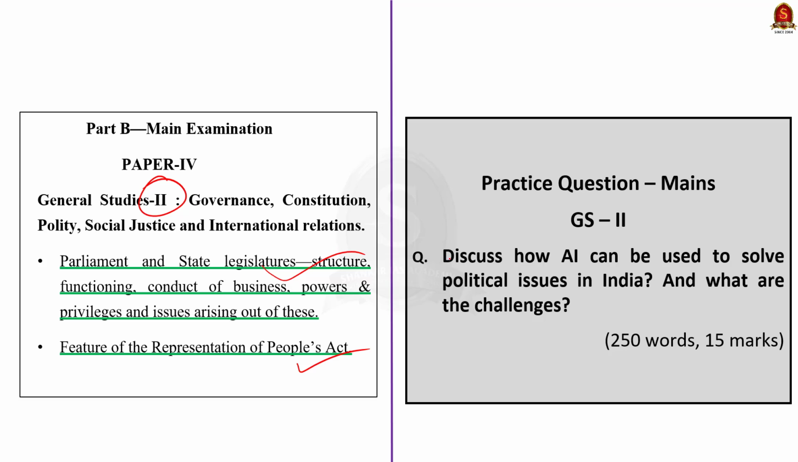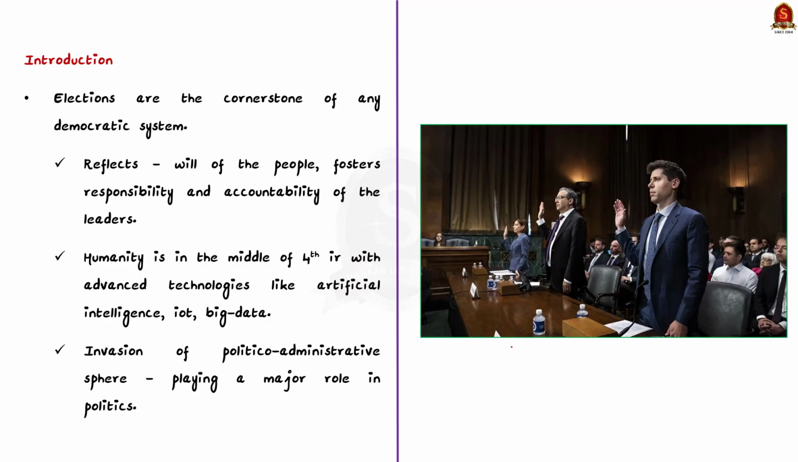Discuss how AI can be used to solve political issues in India and what are the challenges. This question asks us to discuss the usage of AI in solving political issues in India. On the other hand, it asks us to enlist and discuss the challenges associated with AI in politics. Let us start with the introduction. Elections are the cornerstones of any democratic system. They reflect the will of the people, and foster responsibility and accountability of the leaders.